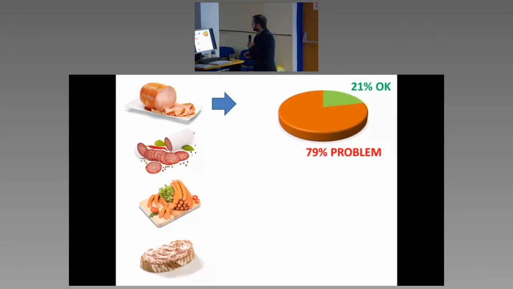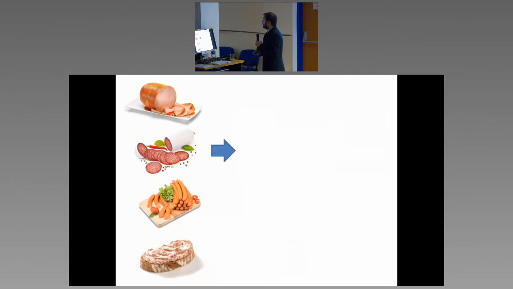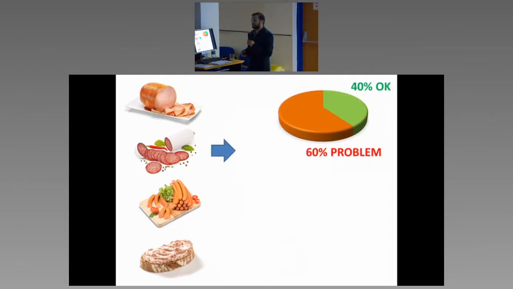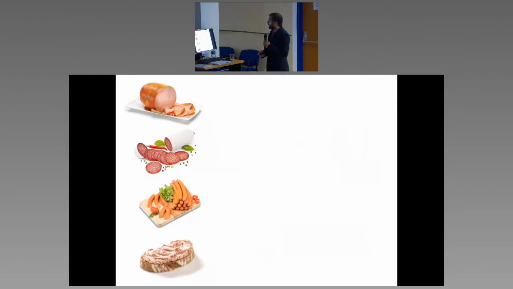79% of products in the Slovak market are fraud. So what's the problem? They give you something more than you are asking for. You buy a cow product and they give you chicken or turkey or pork, or in certain situations they give you cow meat. What about the salami? 60% of the salami is problematic. You buy cow salami, but there is no cow. That's quite a problem. And you also get something extra: chicken, turkey, pork, cow, and so on.